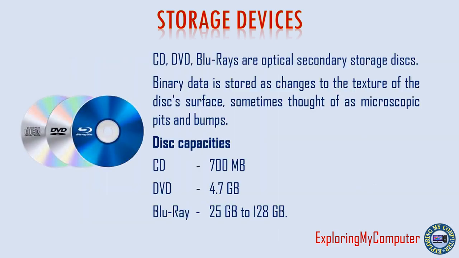CD, DVD, Blu-rays are optical secondary storage discs. Binary data is stored as changes to the texture of the disk surface, sometimes thought of as microscopic pits and bumps. Disk capacity is CD 700 MB, DVD 4.7 GB, Blu-ray 25 GB to 128 GB.